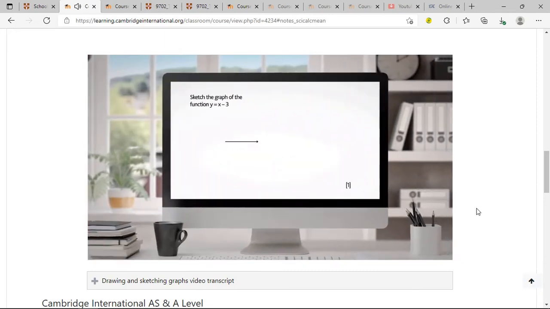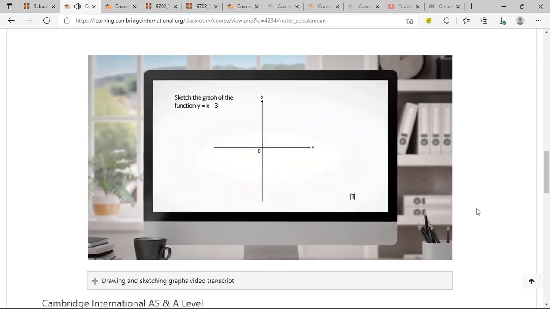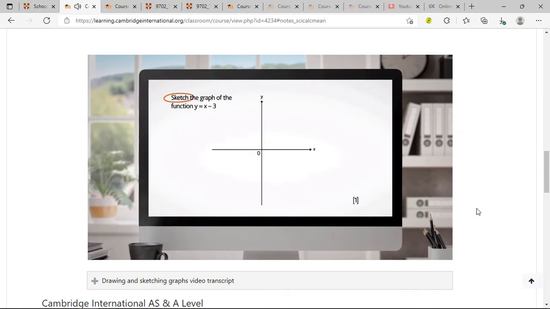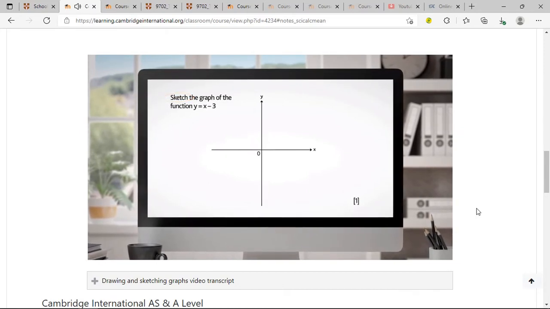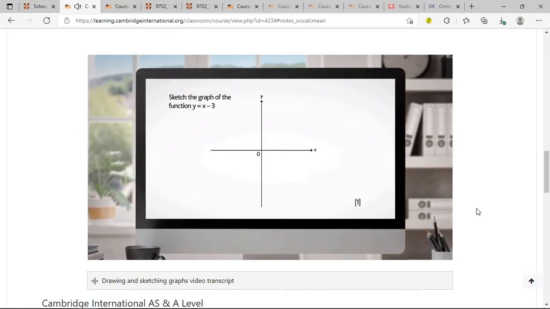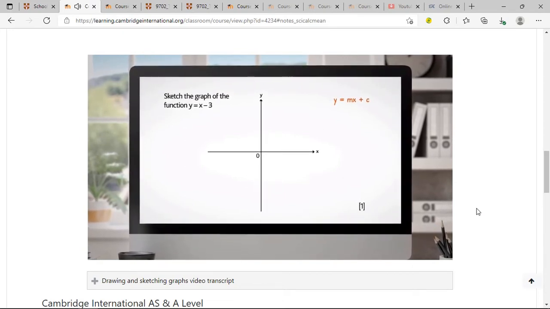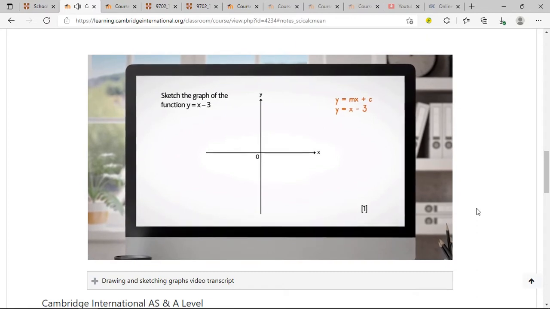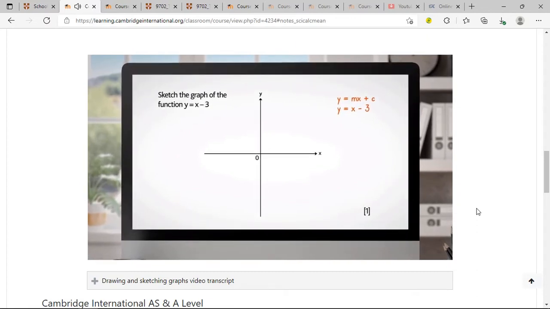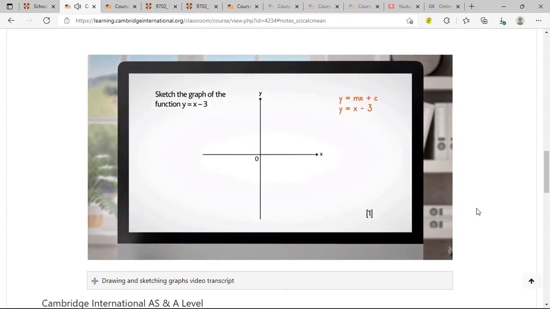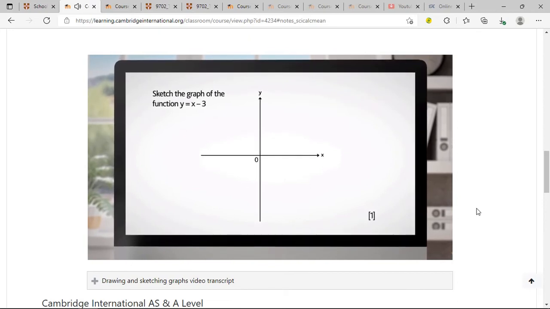Let's now look at a Cambridge examination question that requires a sketch of a graph. Notice that in this question, you're not told the graph will be a line. However, if you check the equation of the function we've been given, you can see that it fits the pattern for y equals mx plus c. The graph you will sketch will need to be a ruled line.